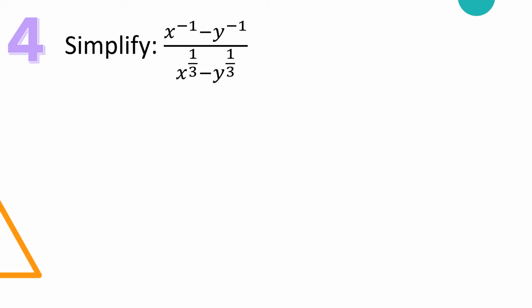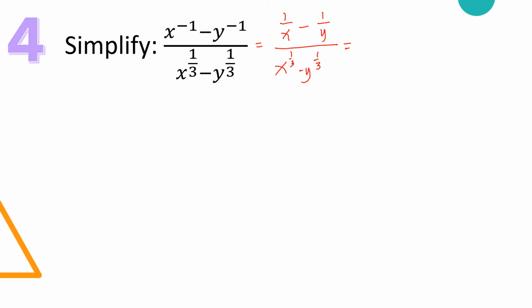Number 4. Simplify x raised to negative 1 minus y raised to negative 1 over x raised to 1/3 minus y raised to 1/3. Let us simplify the numerator by rewriting x raised to negative 1 as 1 over x and y raised to negative 1 as 1 over y, over x raised to 1/3 minus y raised to 1/3.